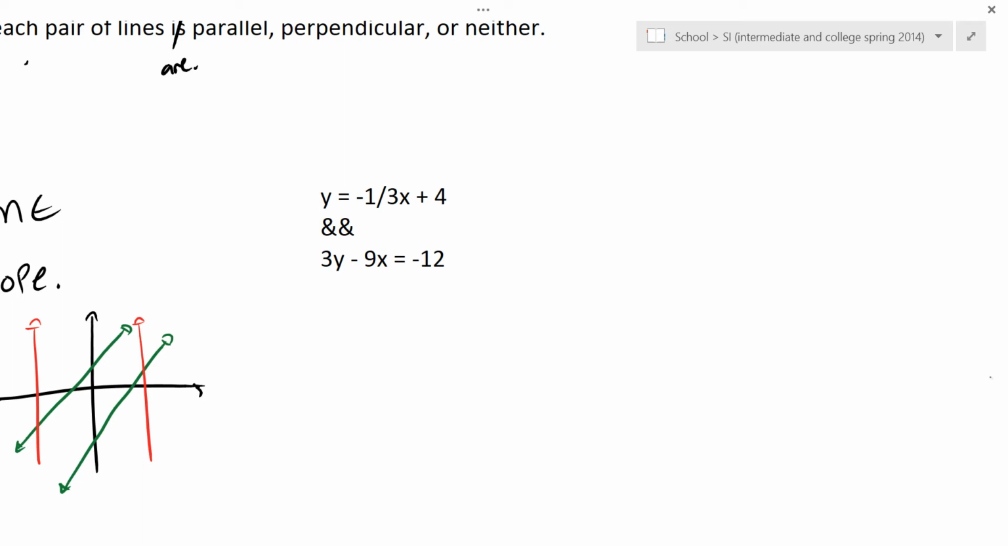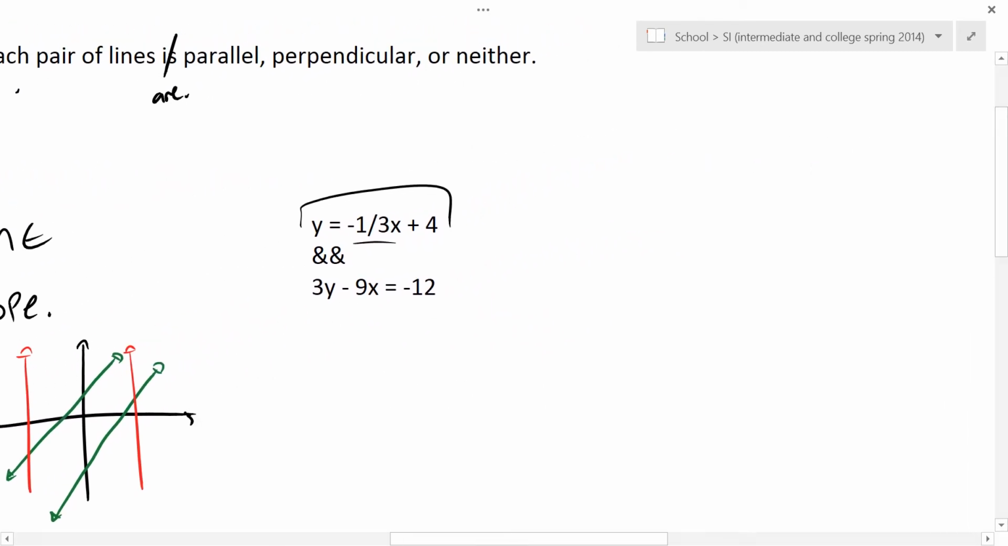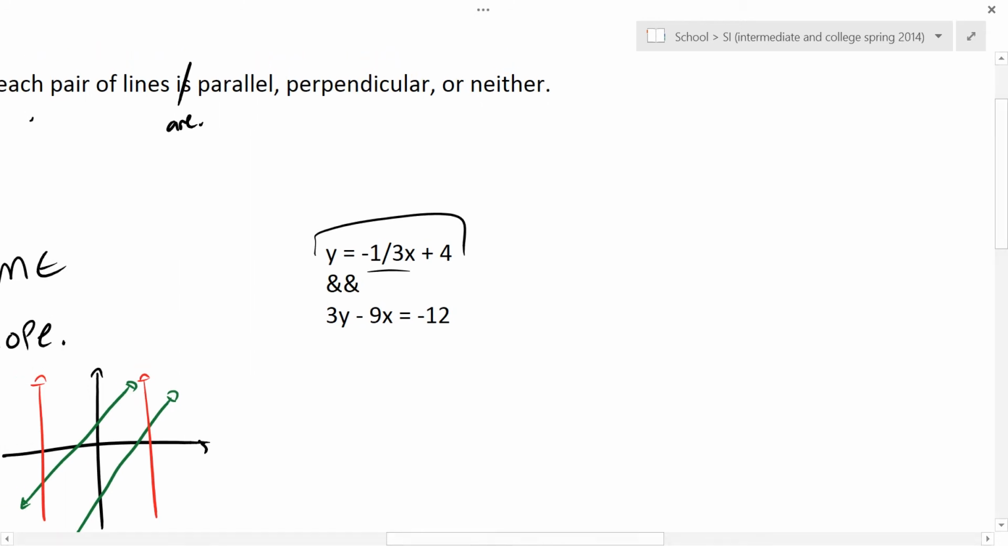Okay. So it looks like we have one of them in slope-intercept form, as we did before. Slope-intercept form. Well, referring here, slope-intercept form. And we have another one that we need to put into slope-intercept form so we can observe its slope. As you can tell, this one's slope is negative 1/3. Let's go ahead and write that down right now. Negative 1/3.